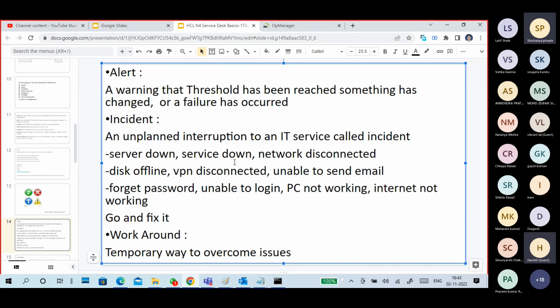PC is not working, internet is not working. If you forget a password, so you are unable to log in, generally we are not talking in that manner. That is a different one, so that's why I graded it a little bit lower. But of course, forgetting your password is also one kind of incident. Warnings also, sometimes we have to consider as an incident.